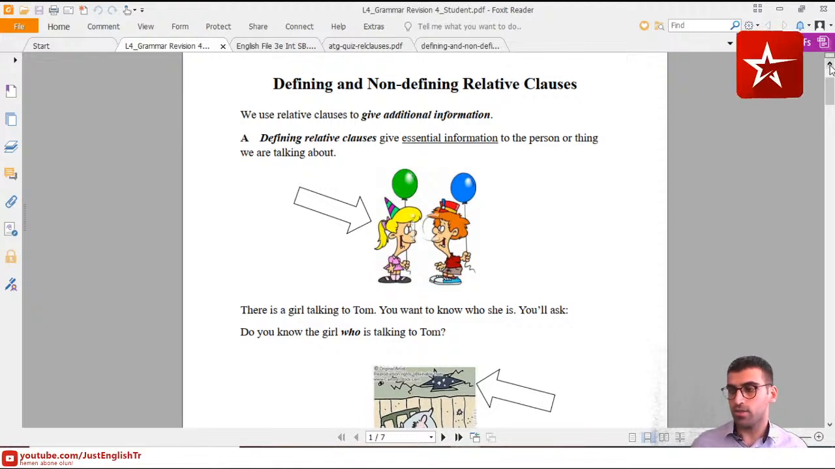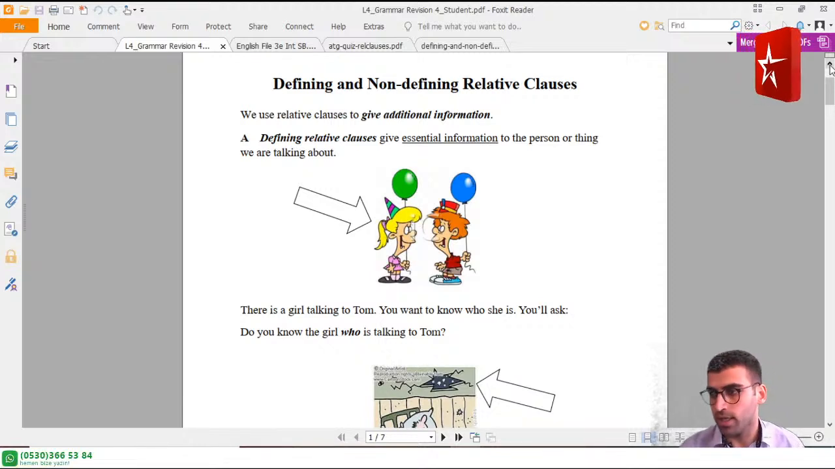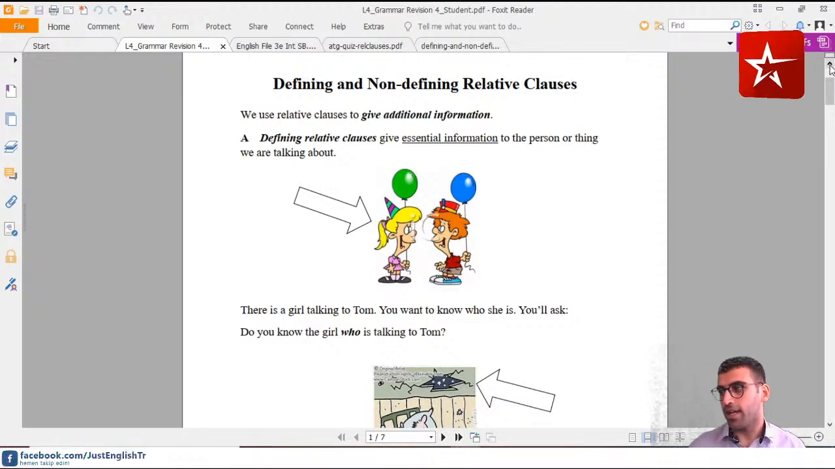So this topic is for intermediate level students, and I want to inform you that if you have any question related to this topic, you can let me know. You can ask me whenever you want, whatever you want, and I am here to talk about the relative clauses.